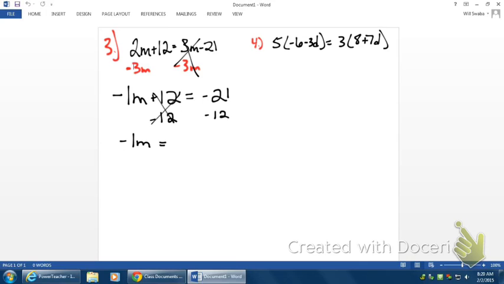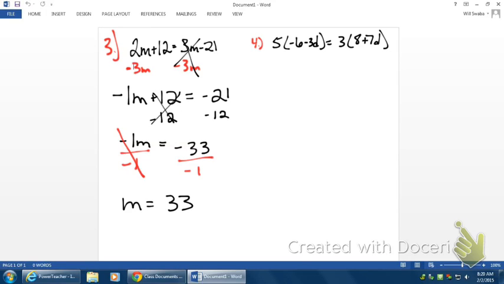That left side will cancel out. Positive 12 and negative 12 cancel. Now negative 21 and negative 12 is going to give me a negative 33. The last thing I need to look at is my negative 1m. How do I get rid of that negative sign? Well, I can just divide both sides by negative 1. Now I'm left with a positive 33.